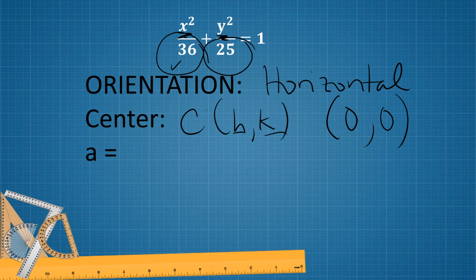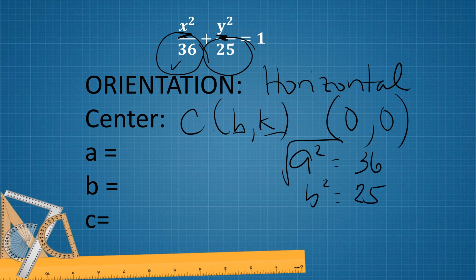Now, we need to find the values of a, b, and c. To find them, again, we need to write a squared. a squared is equal to the greater denominator, and that's 36. And b squared is equal to 25. Now, to find the value of a, we need to get the square root of both sides. Therefore, a is equal to 6. To find the value of b, we get the square root of both sides. Therefore, b is equal to 5.